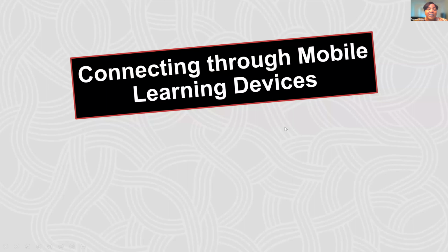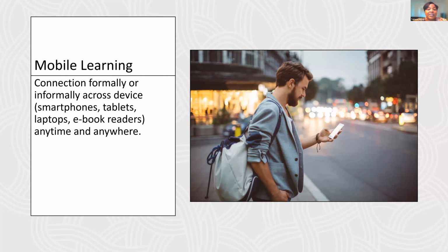So that leads us to our next question: how do we connect? We can connect through mobile learning devices. Just a recap of what mobile learning is. As we are all aware, it allows us to connect formally or informally across devices such as smartphones, tablets, and laptops. We can even connect with ebook readers anytime and anywhere.